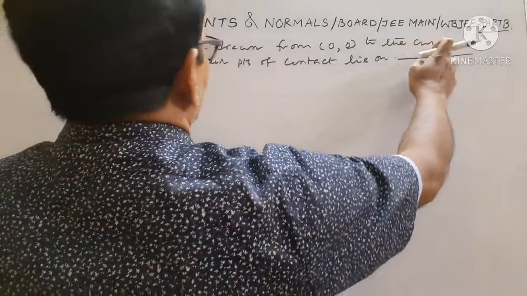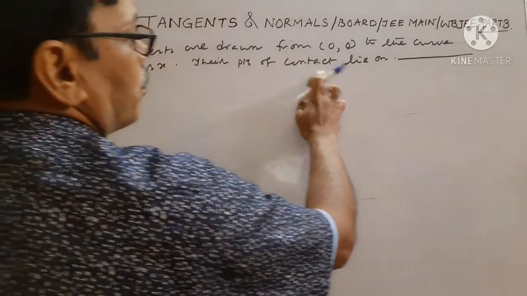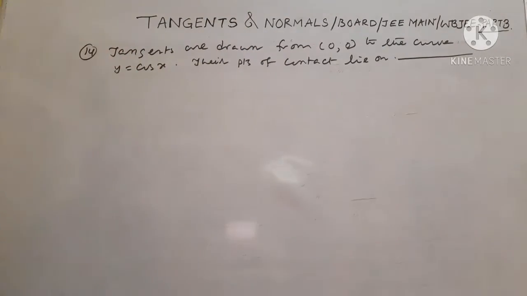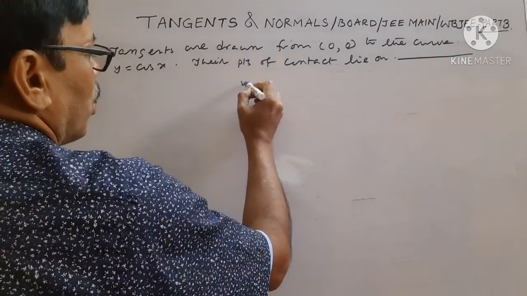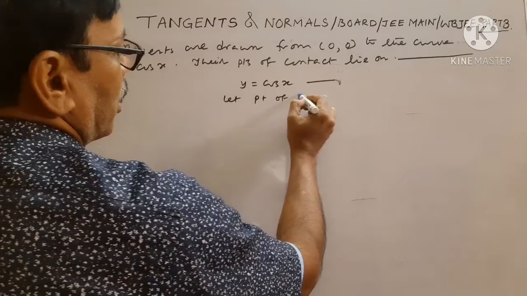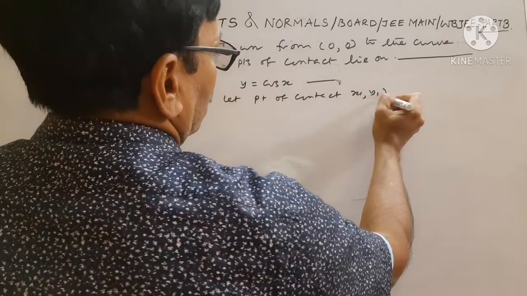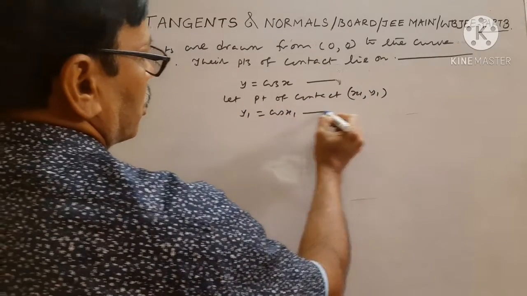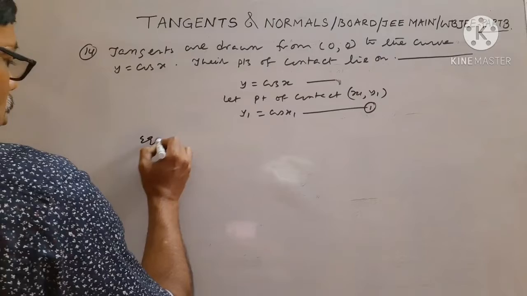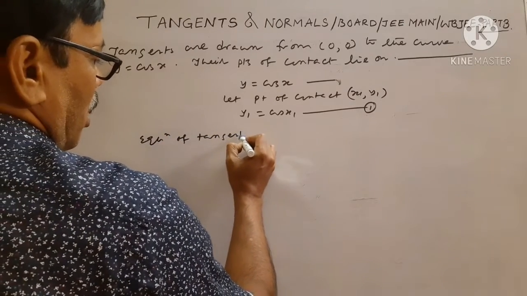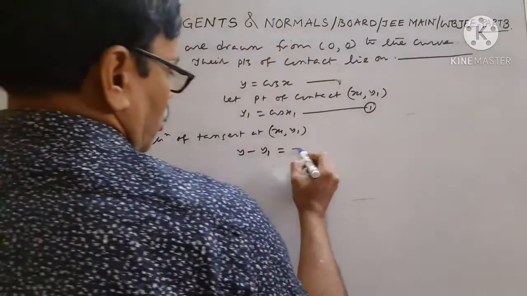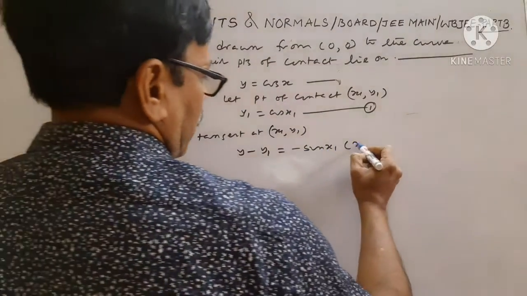Tangents are drawn from 0, 0 to the curve y equals cos x. Their points of contact lie on a curve. So you have to find the locus of the point of contact. Here the curve is y equals cos x. Let the point of contact be x1, y1, exactly the same as the previous one. Therefore y1 equals cos x1. Now the equation of tangent at x1, y1: y minus y1 equals the derivative of cos x, which is minus sin x1, into x minus x1.